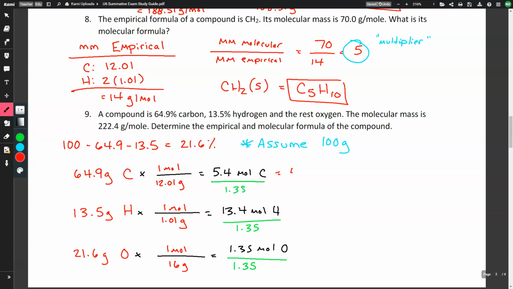Okay, in doing so, we get about 4 here, we get about 10 here, and then of course this will be 1. So our empirical, we just take these numbers here, and those are going to be our subscripts. So C4H10O.